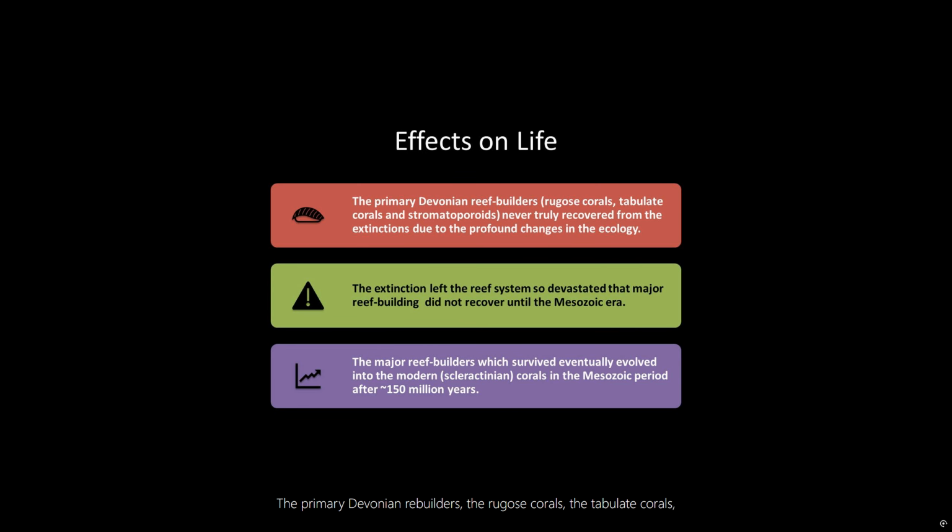The primary Devonian reef builders, the rugose corals, the tabulate corals, and the stromatoporoids, never truly recovered due to profound changes in their ecology. The extinction left the reef systems so devastated that major reef building did not fully recover until the end of the Mesozoic era. The reef builders that did survive eventually evolved into the modern scleractinian corals after approximately 150 million years.